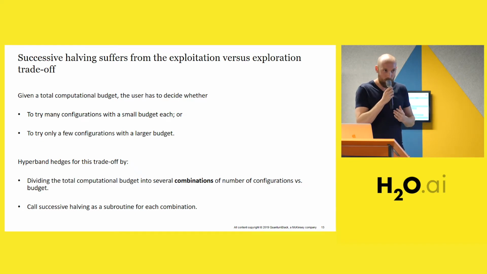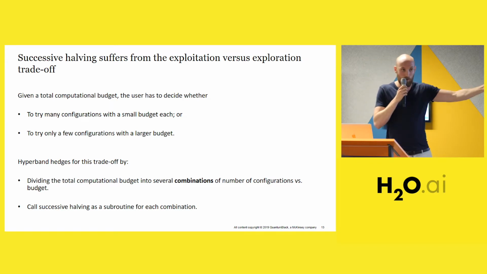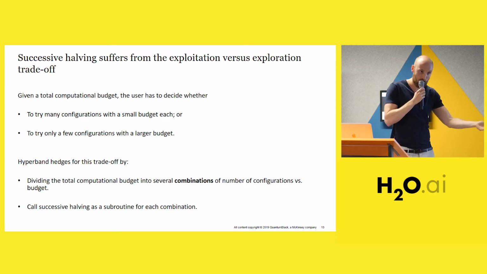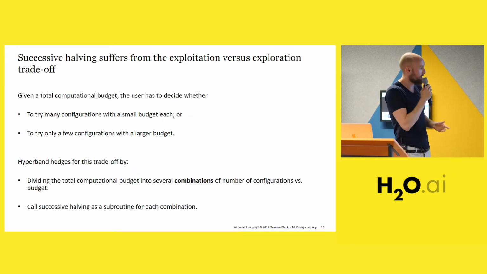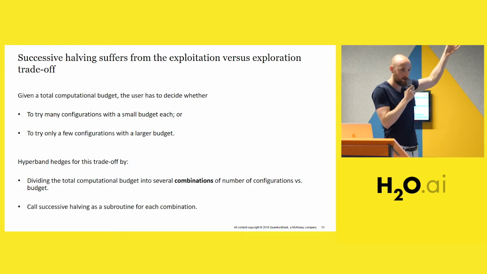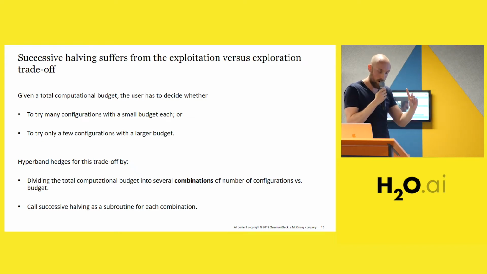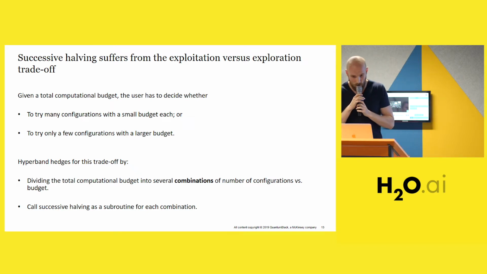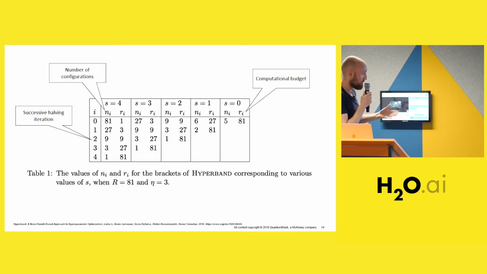by taking the total computational budget and splitting it up into multiple pairs of: okay, this is the number of configurations I'm going to try for this particular budget. So you're going to have one combination which will try many configurations for a low number of iterations, and another combination that's going to try a low number of configurations for many iterations. To give that a bit more of a flavor, this is kind of what that would look like.